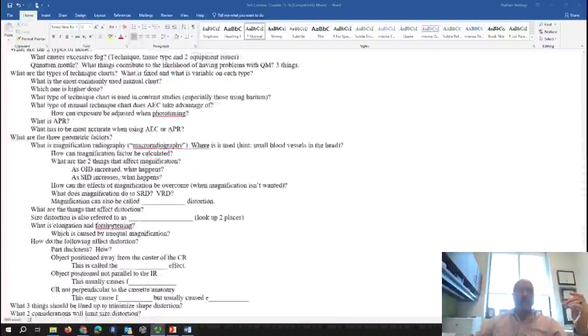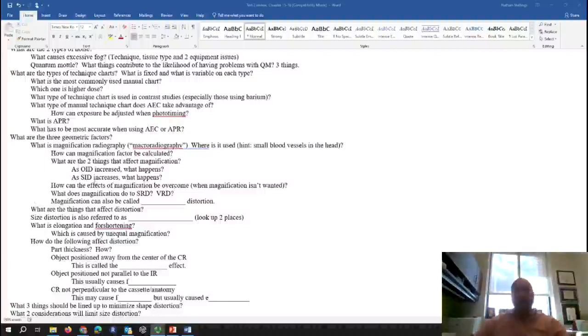All right, so what are our three geometric factors? We'll just kind of walk through most of those. Those would be your magnification, so magnification being one geometric factor. Then you've got focal spot blur, and then you've got distortion. So shape distortion, size distortion, focal spot blur would be your three geometric factors.